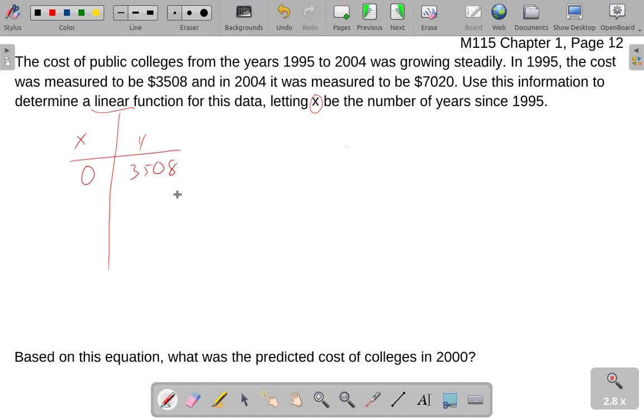$3,508. In 2004, this is, what, 9 years later? We are 9 years after 1995. So our x-coordinate, so let's write year here, 1995 and 2004. Even though our year is 1995, we're told to make our x the number of years since 1995. So we got 0 and 9.